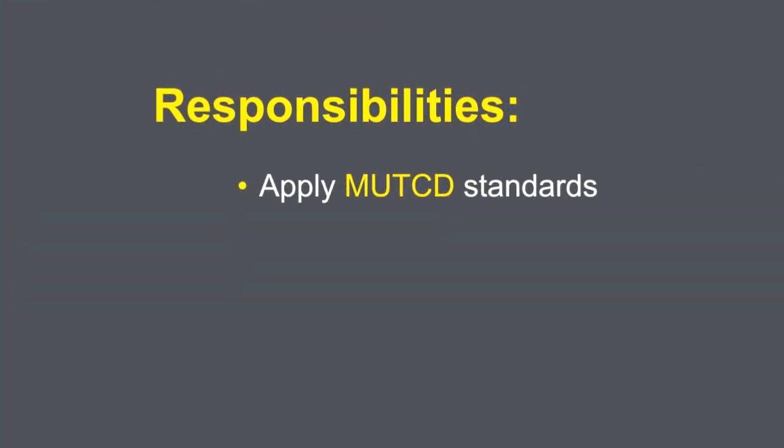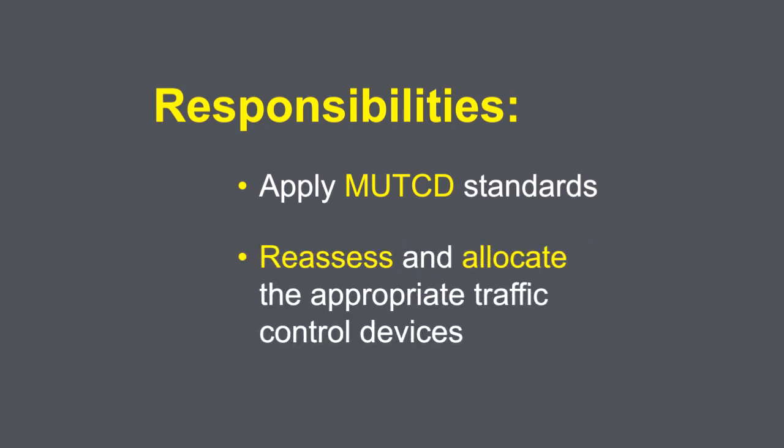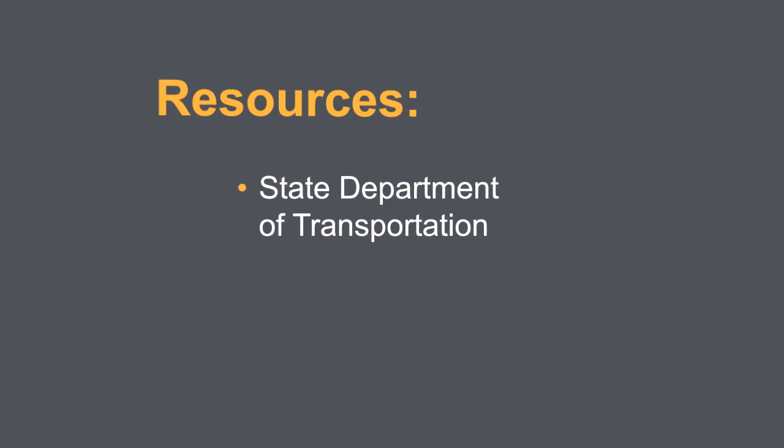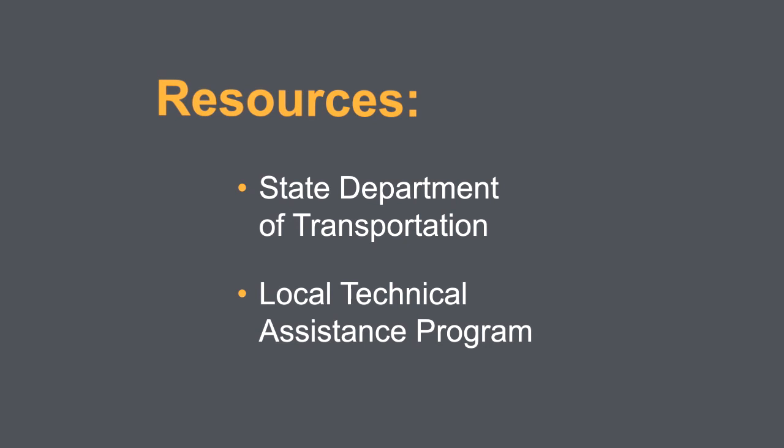If your agency has jurisdiction over a road, it's responsible for applying MUTCD standards. And as our example illustrates, when traffic control does not appear to be working for the road user, your agency must reassess and allocate the appropriate traffic control devices. This assessment is made for permanent installations and temporary situations. For questions about applying the MUTCD, contact your State Department of Transportation. Additional training is also available through the local Technical Assistance Program.